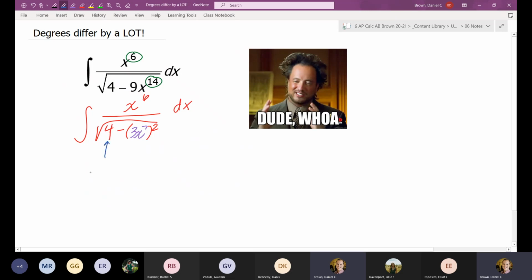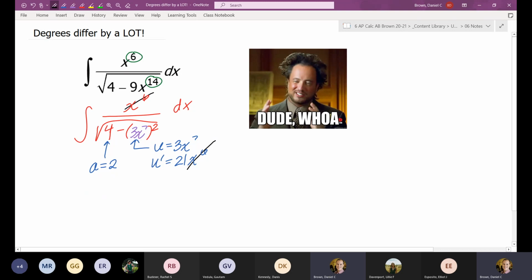I do have the a value still. What squared is 4? 2. So I know that a value is going to be 2. And then we also need to worry about u sub for this one. U would be 3x to the 7th. And then go ahead and find u prime. What's the derivative of 3x to the 7th? 21x to the 6th, which is what we wanted, because we want this x to the 6th to cancel out with the x to the 6th that is in the problem.